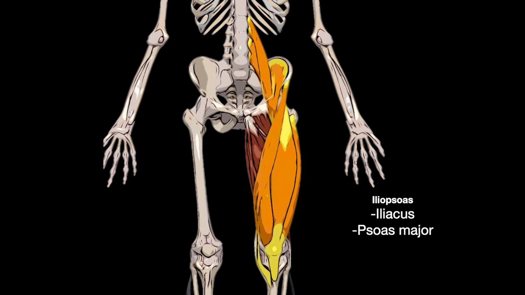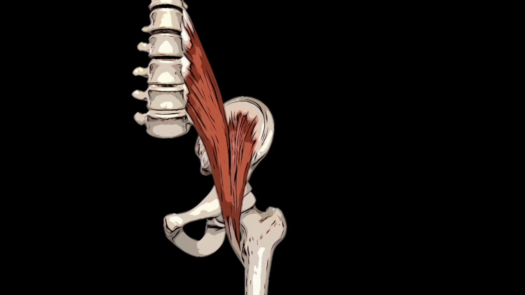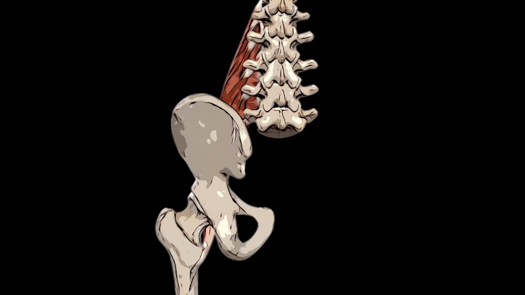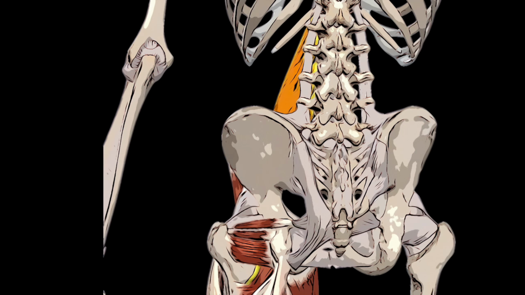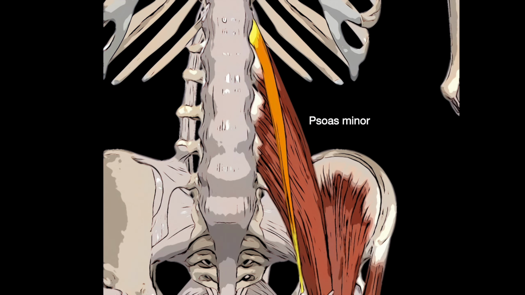The iliopsoas, which is actually composed of 2 muscles, iliacus and psoas major. The tendons of these 2 muscles unite to form one common iliopsoas tendon, which inserts into the lesser trochanter of the femur. The iliopsoas flexes the thigh at the hip joint. Psoas minor flexes and laterally flexes the lumbar vertebral column. It also assists in the upward rotation of the pelvis.